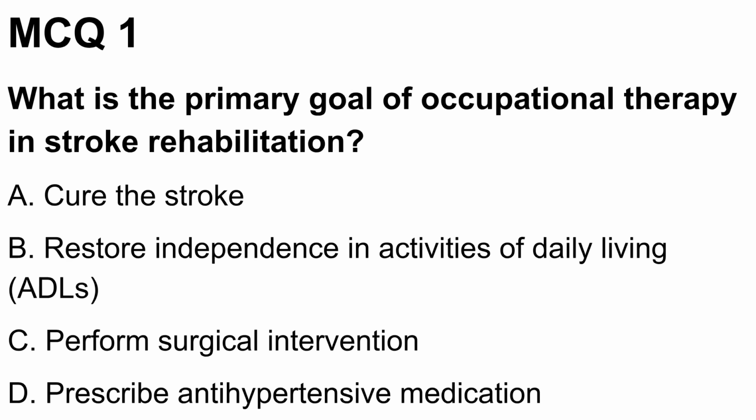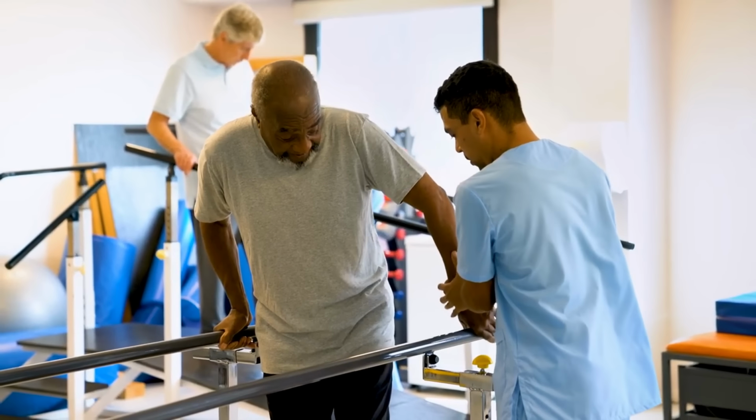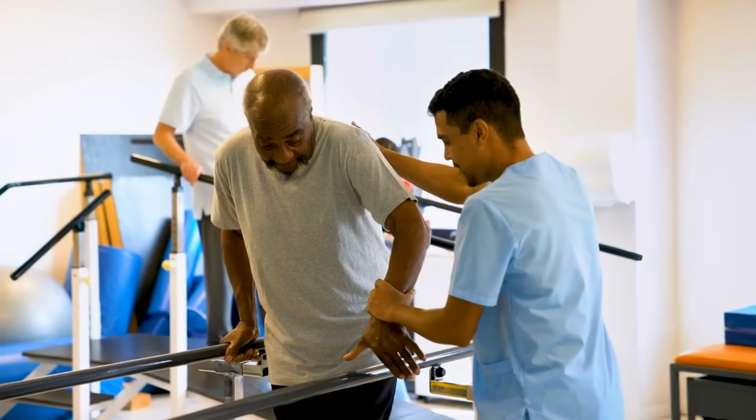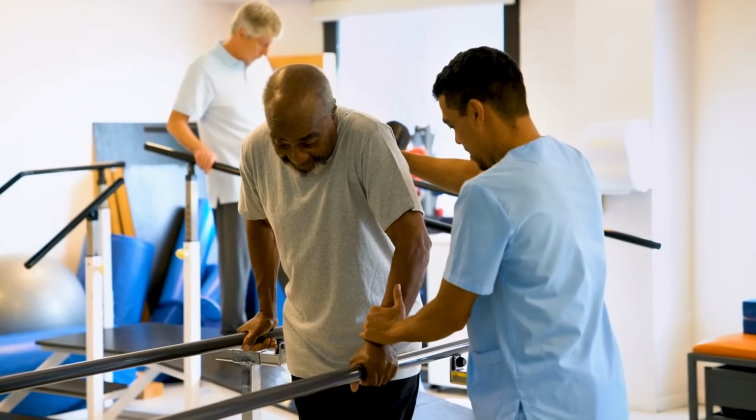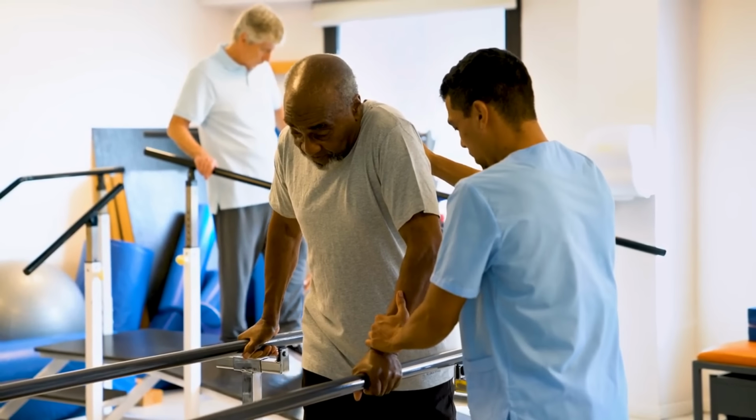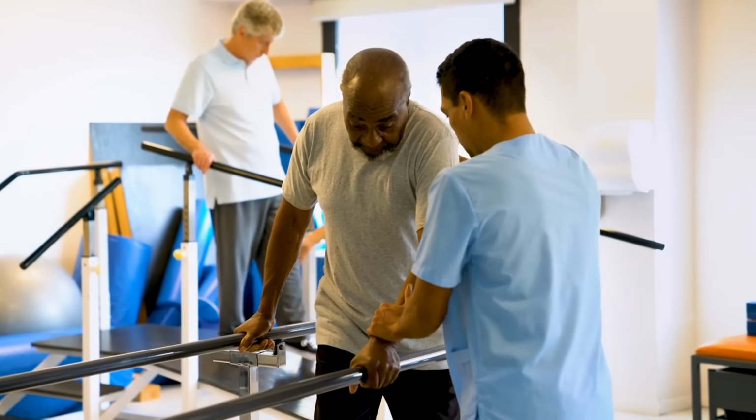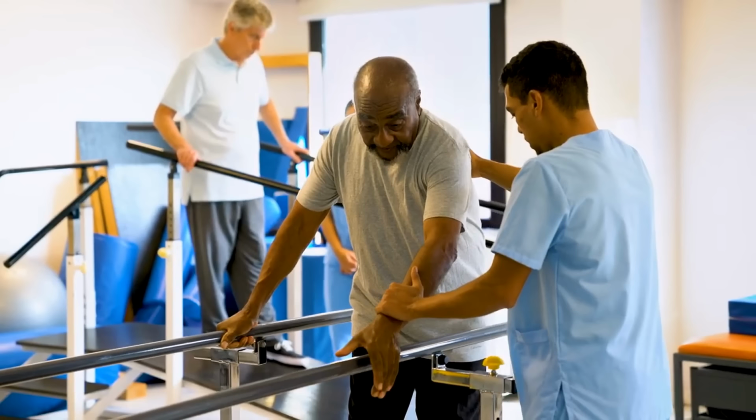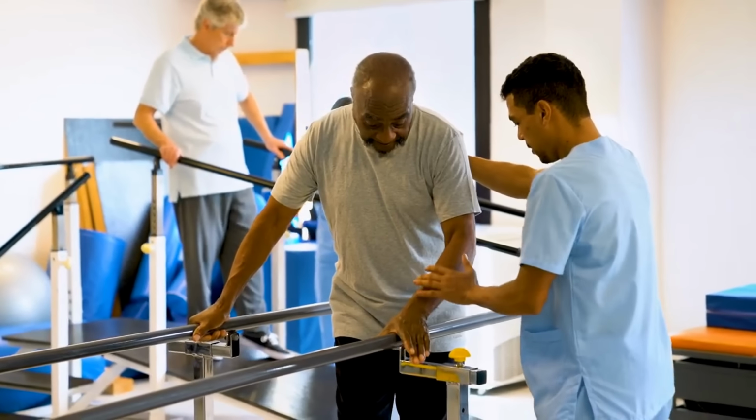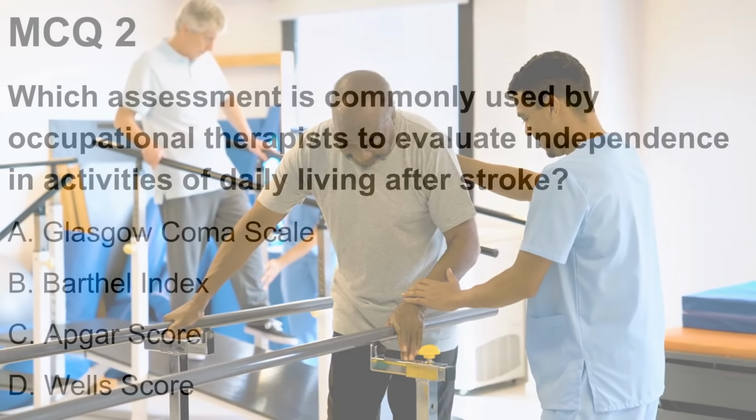MCQ 1. What is the primary goal of occupational therapy in stroke rehabilitation? A. Cure the stroke. B. Restore independence in activities of daily living, ADLs. C. Perform surgical intervention. D. Prescribe antihypertensive medication. Answer: B. Restore independence in activities of daily living, ADLs. Explanation: occupational therapy focuses on improving functional independence by helping patients regain the ability to perform meaningful daily activities, such as dressing, eating, bathing, and grooming.